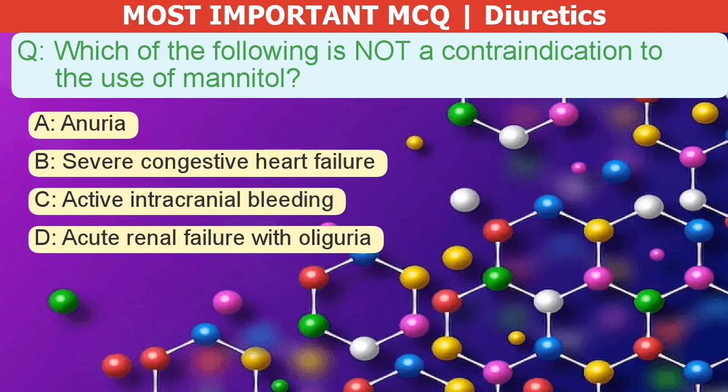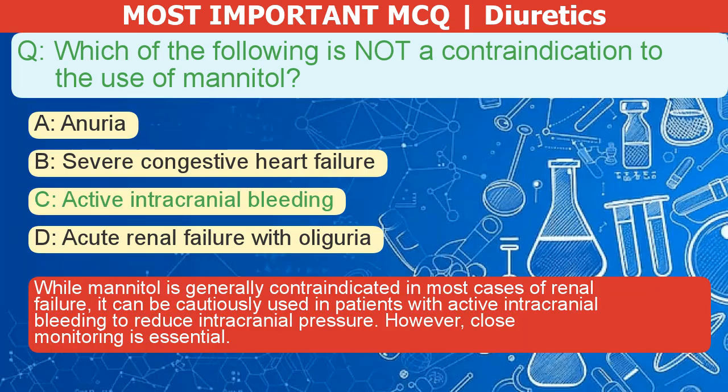Which of the following is not a contraindication to the use of mannitol? A. Anuria, B. Severe congestive heart failure, C. Active intracranial bleeding, D. Acute renal failure with oliguria. The correct answer is C. While mannitol is generally contraindicated in most cases of renal failure, it can be cautiously used in patients with active intracranial bleeding to reduce intracranial pressure. However, close monitoring is essential.